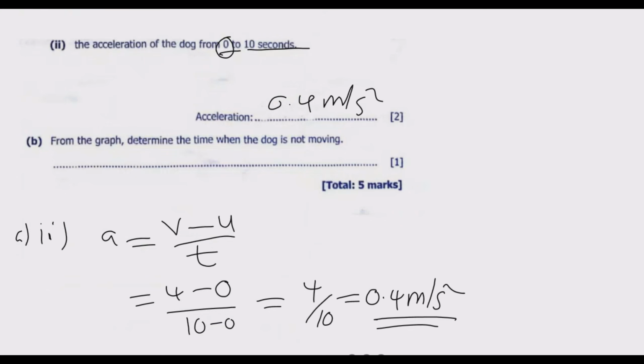So what we are going to do here is 12 seconds minus 10 seconds, which gives us 2 seconds. So 2 seconds is the time when the dog is not moving, which is between 10 and 12 seconds. So you see the total time is 2 seconds within that interval. This is how you get the 5 marks from this question.